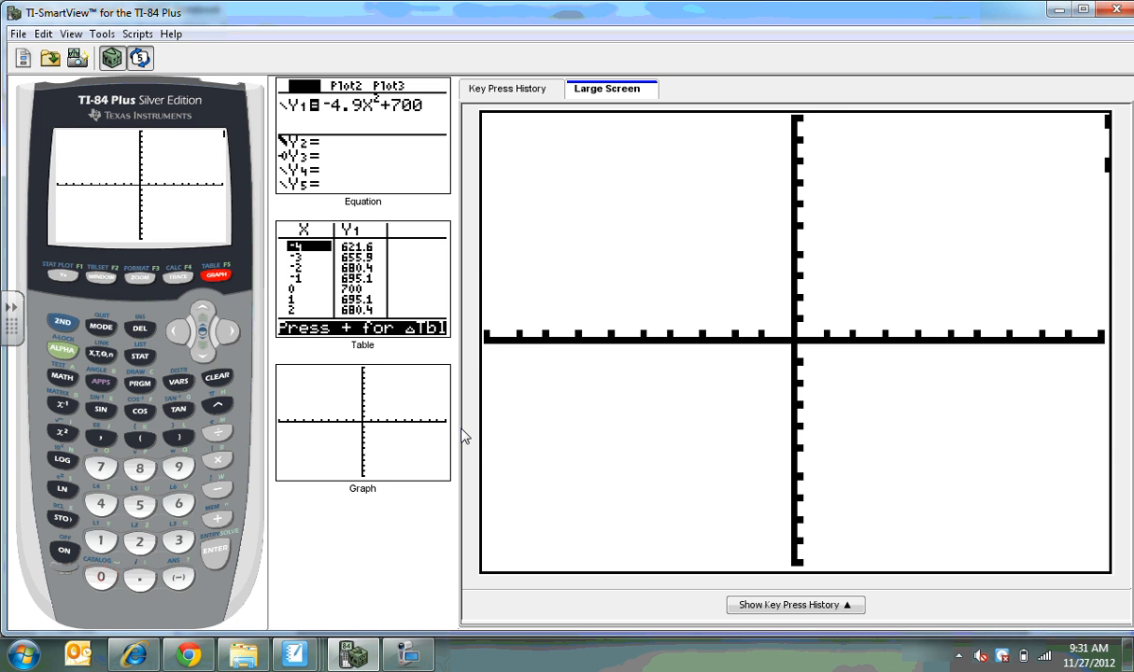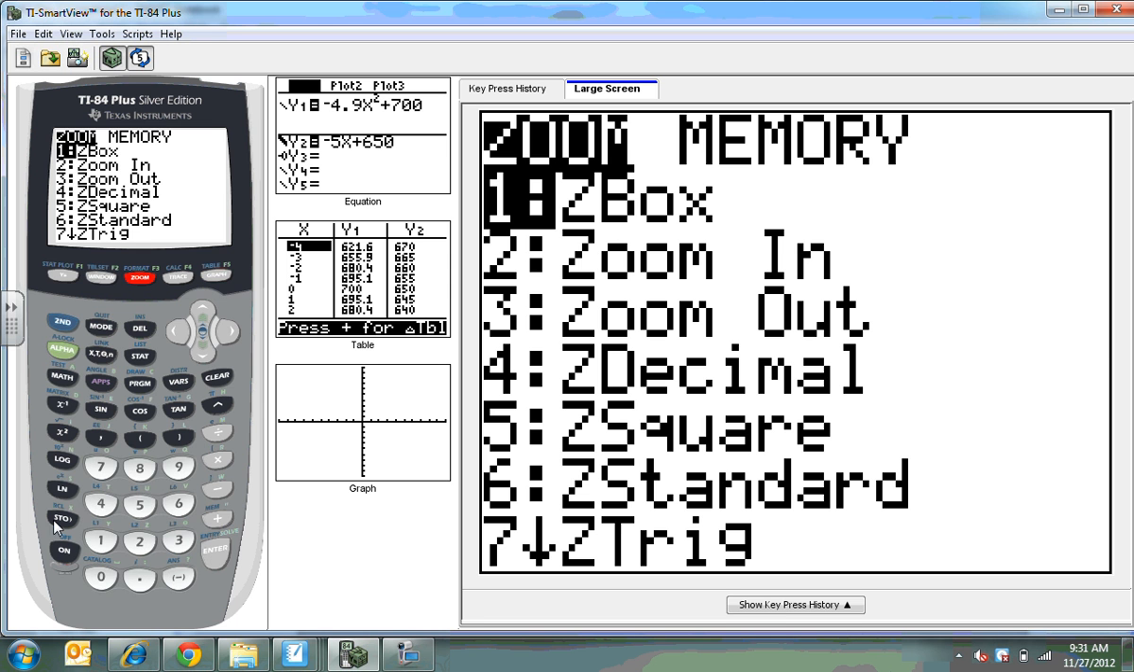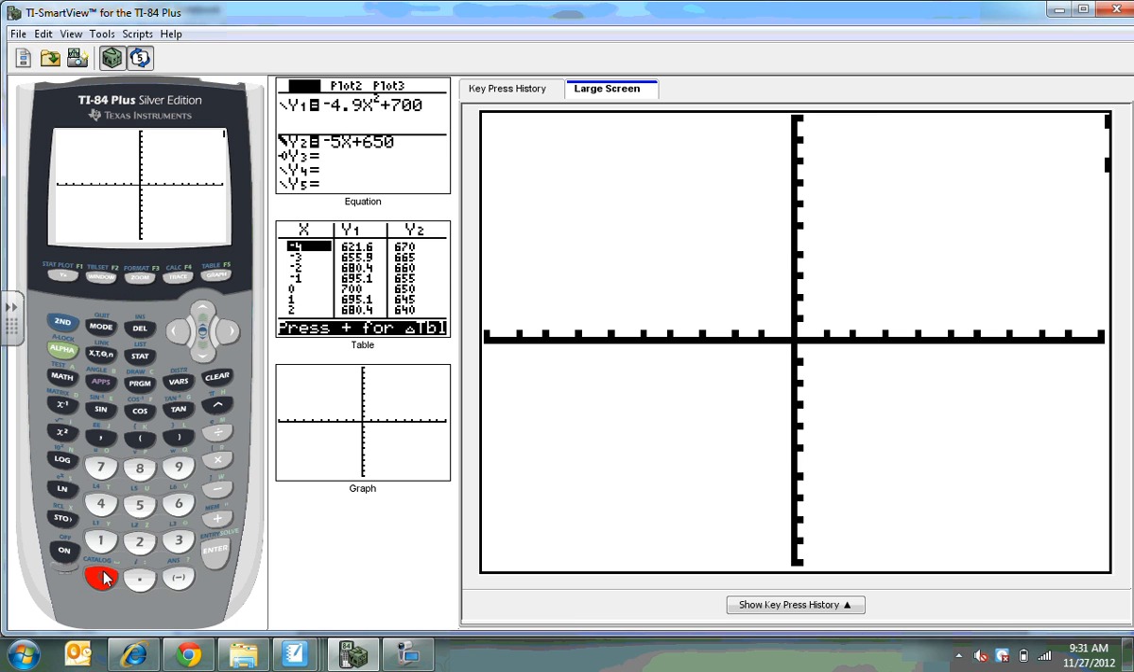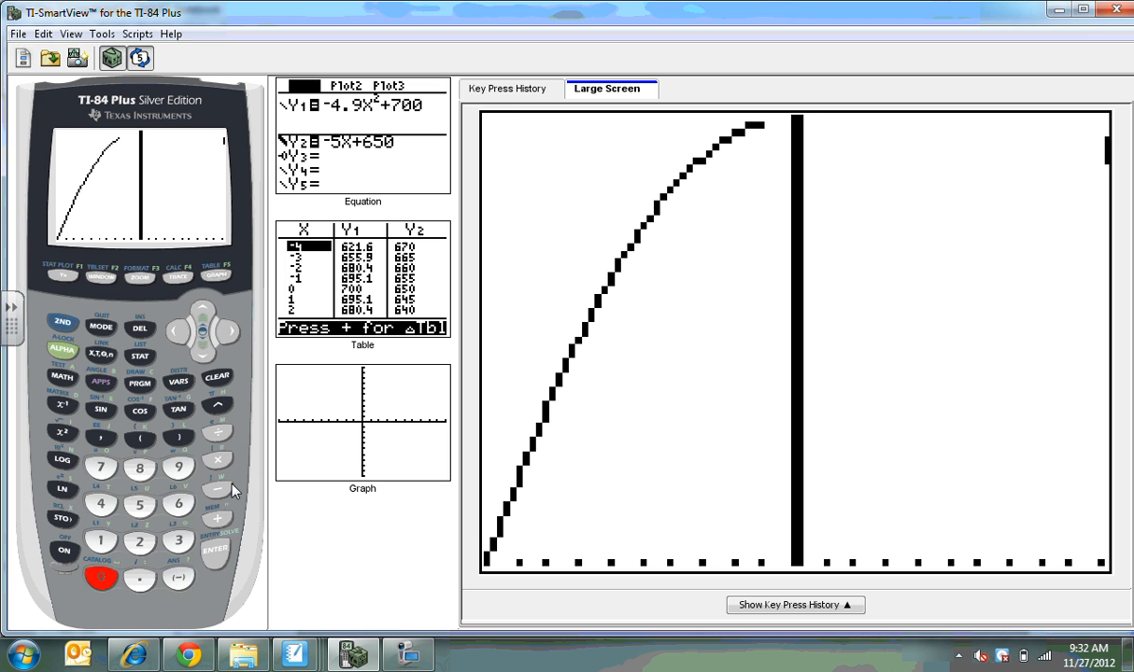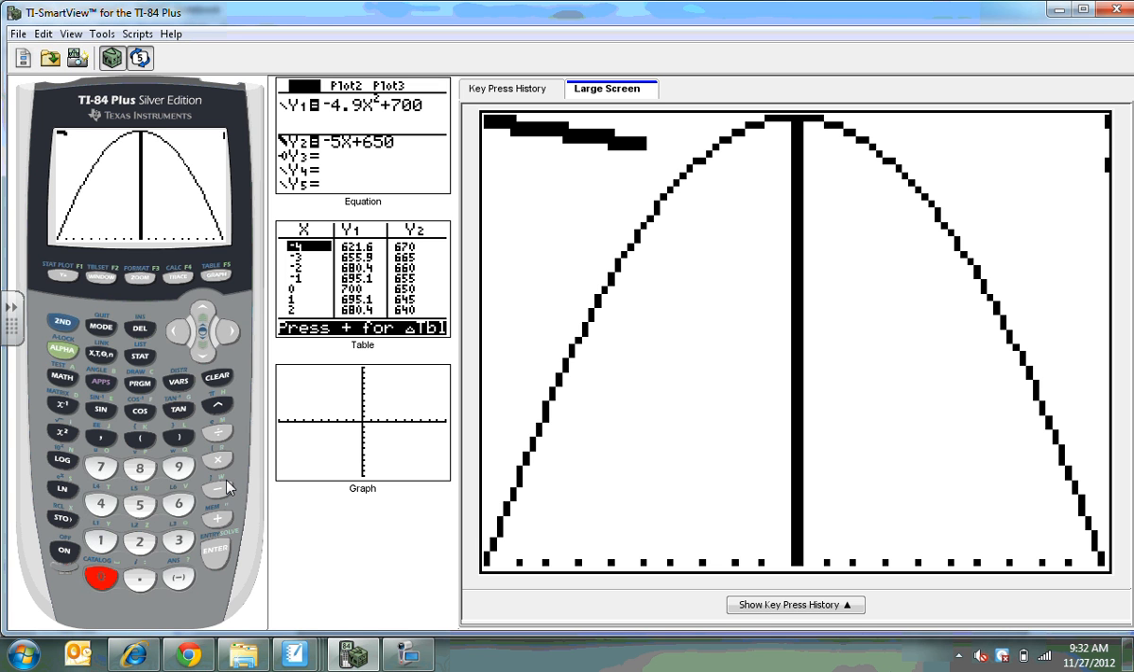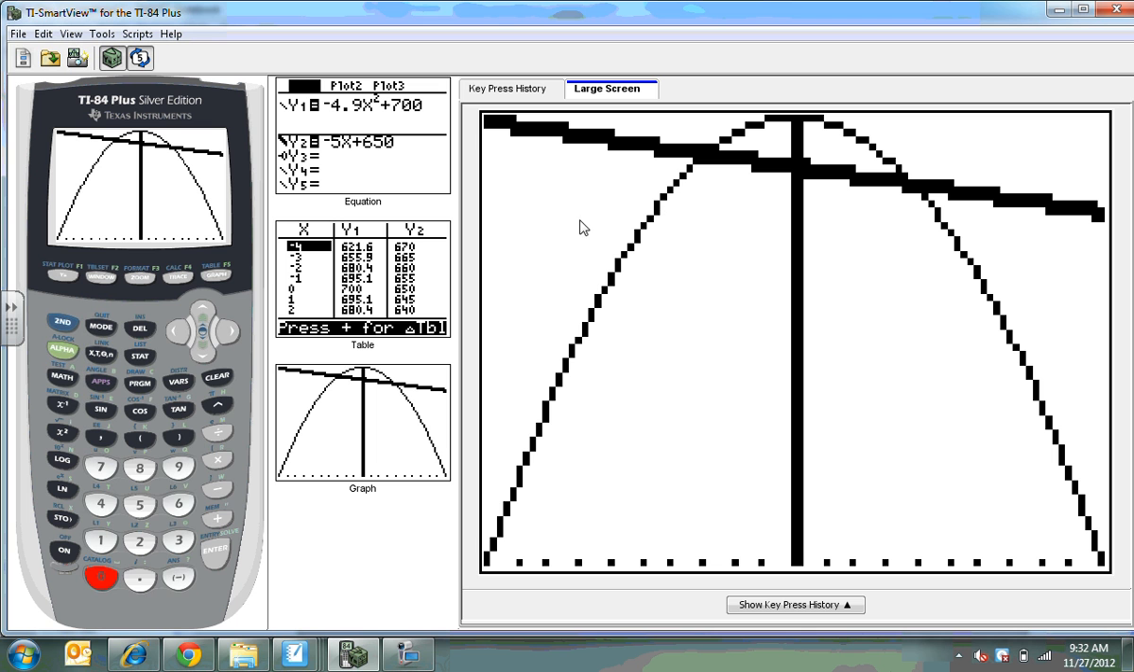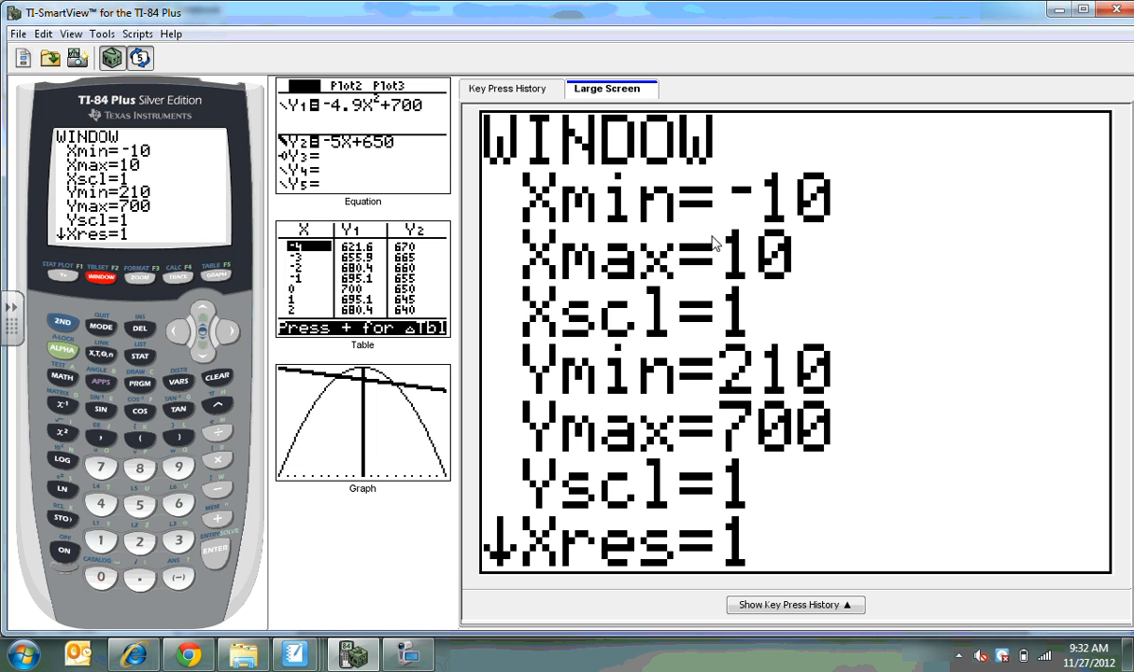And then graph. So on a standard window setting, you're not going to see anything. You have to adjust your windows. A good place to start is zoom 0, zoom fit. The window settings when you use zoom fit are usually not that great, but it at least gives you an idea of where your graph is. And in this case, it actually worked out well because we can see the intersection point. But we can adjust this further just to make it a bit more realistic to the problem.